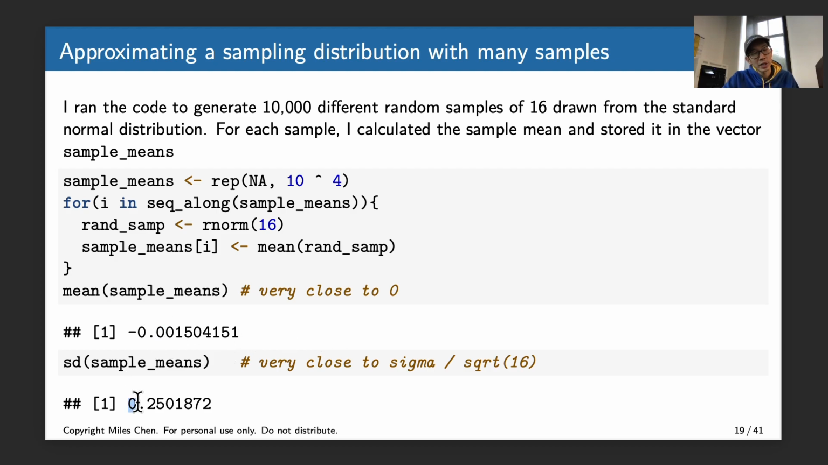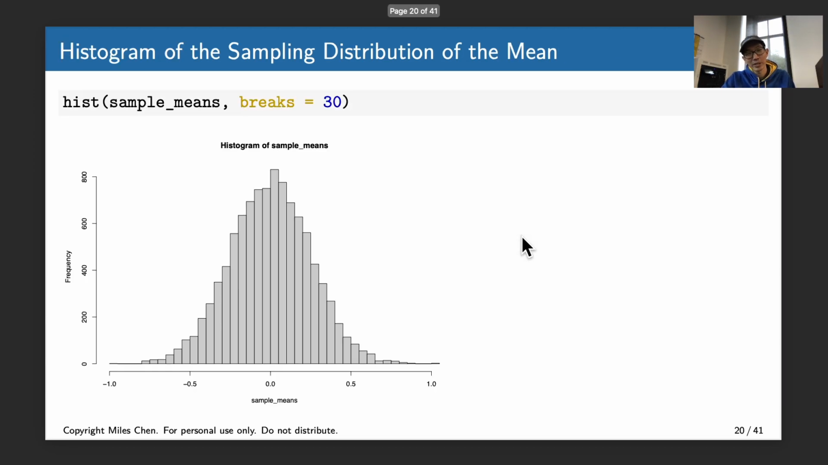What's the standard deviation? This is basically the standard error there. I get something very close to 0.25, 0.25018. Okay, theoretically it should be 0, and theoretically it should be 0.25. And we do get something very close to that. But again, this is just based off of 10,000 and not infinity. Infinity would drive us to 0 and 0.25, but 10,000 doesn't quite get us there.